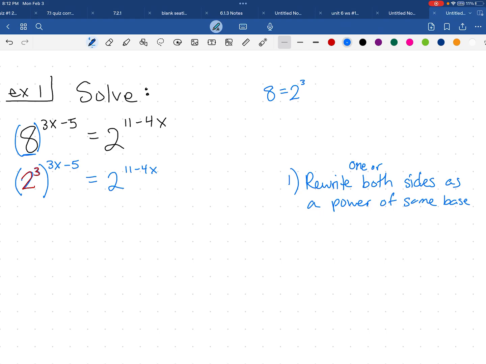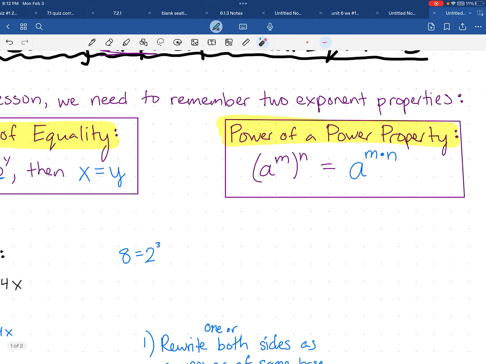Now, I have not changed anything, right? This is still 8, still equal to the 8, which means this is still exactly the same as what it was before. It's just looking different. So now I have an exponent on top of another exponent. That is exactly the power of a power property.